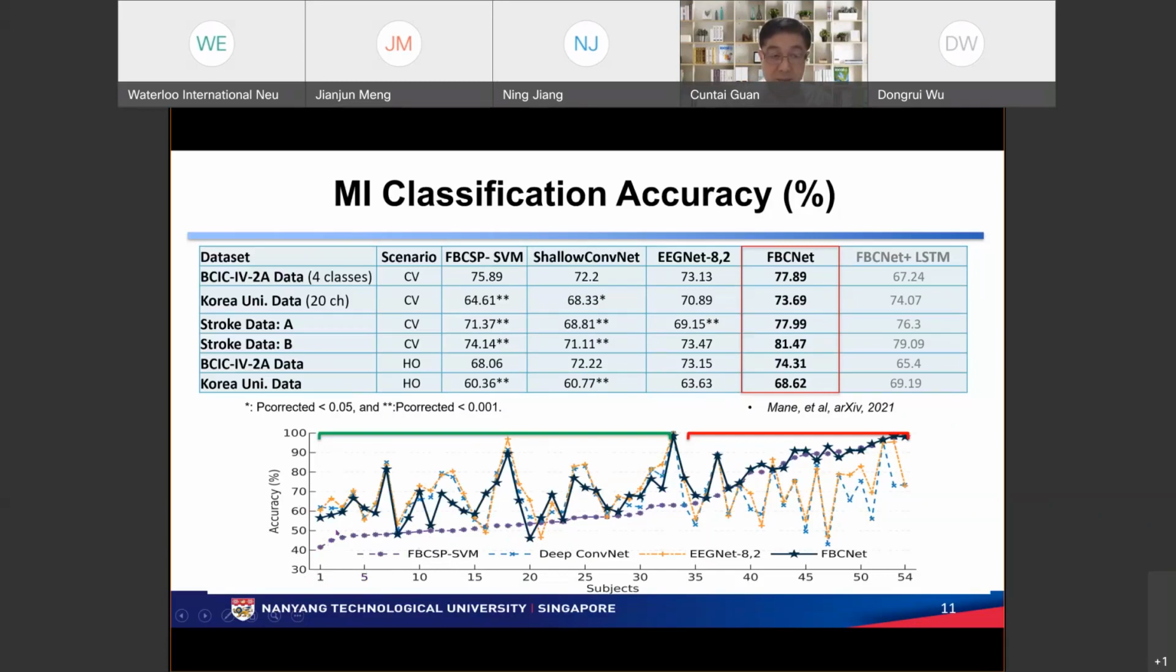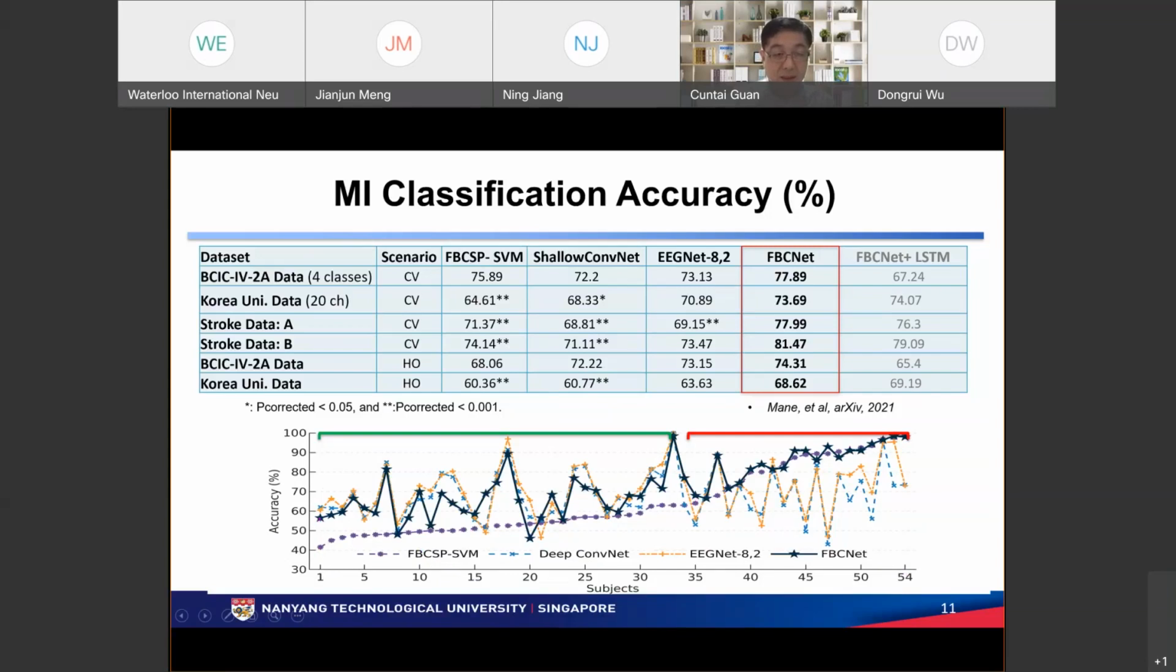Actually, some are pretty poor, even below 50%, and then it goes all the way up, where some can reach almost 100%. So that's the distribution according to their performance, based on the FP-CSP performance for each of the 54 subjects. Then we plot the accuracy of the deep learning models accordingly. The first subject has the poorest, lowest accuracy using FP-CSP.